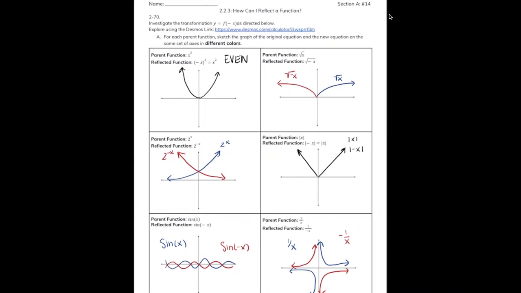So you should have these graphed from yesterday, right? We pressed on that Desmos link. It opened up. You saw all the different functions and you were able to draw the negative version of them when we plugged in a negative x. And later, we're going to look at what that means graphically. But first, we're going to look algebraically.